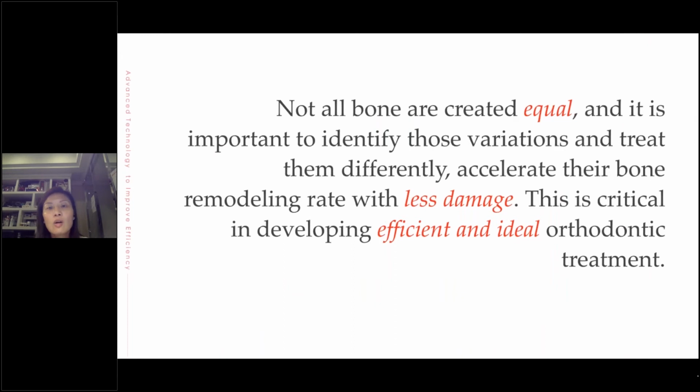Okay, so before we end, I know time is short. I really want to share more, really want to talk more, but it's really a short webinar. And this is from me, a take-home message: not all bones are created equal, and it is important to identify those variations and treat them differently, accelerating their bone remodeling rate with less damage. This is very critical in developing and planning an efficient and ideal orthodontic treatment.